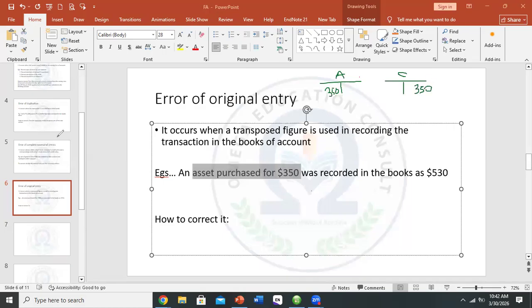But mistakenly, he opened assets, opened cash. Instead of using 350, this accountant, because of pressure from somewhere, debited asset with 530 and credited cash with 530. And here again, you can see that the entries are correct. So he did the debit and the credit correctly, but he's using the wrong figure. Okay. So comparing the two, how do you correct it? How would you correct it?